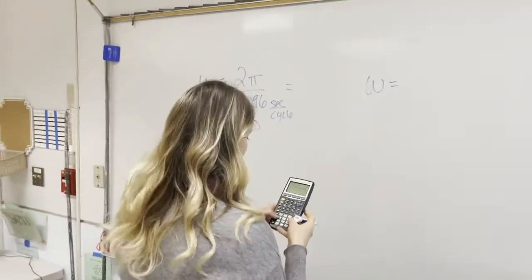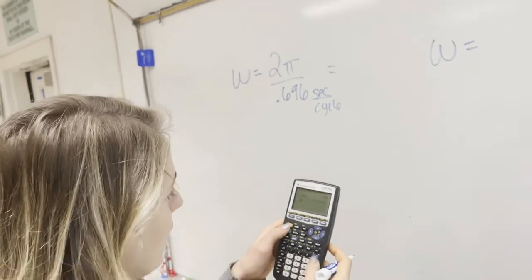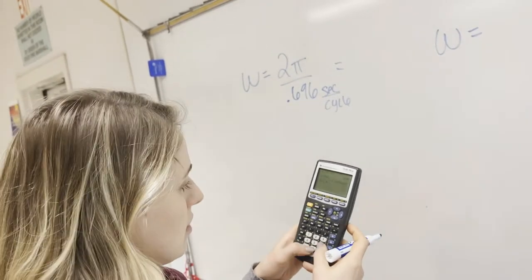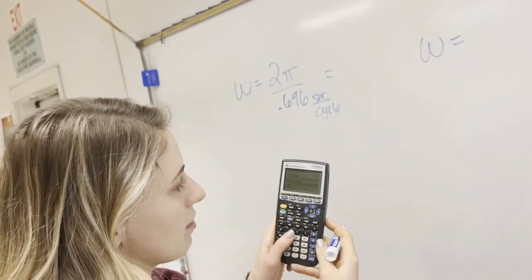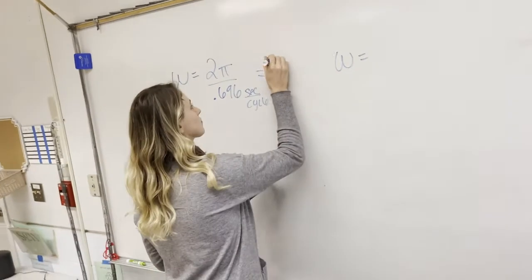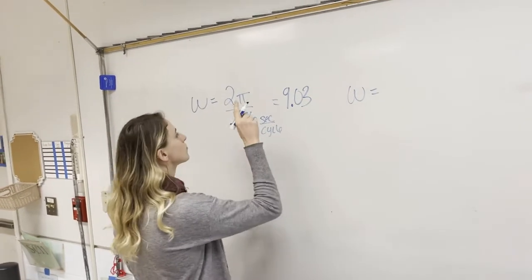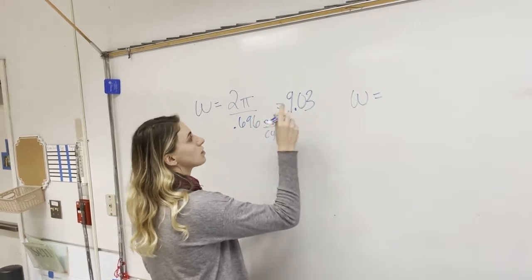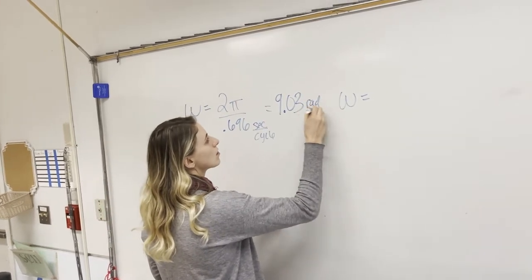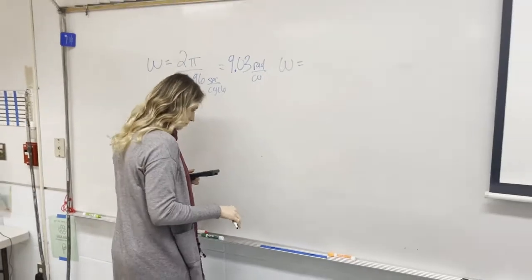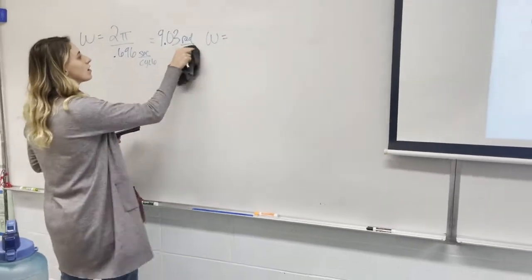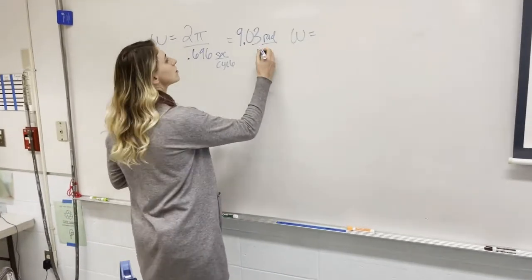Okay, so we got 2 pi divided by 0.696, and I get 9.03. So the angular velocity, or the angular frequency, is 9.03 radians per second. Sweet. So you guys got this stuff right now.